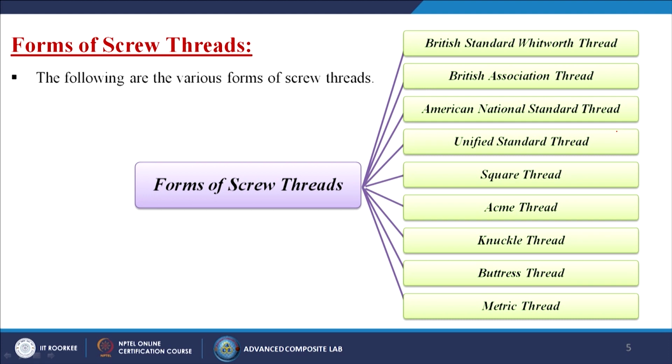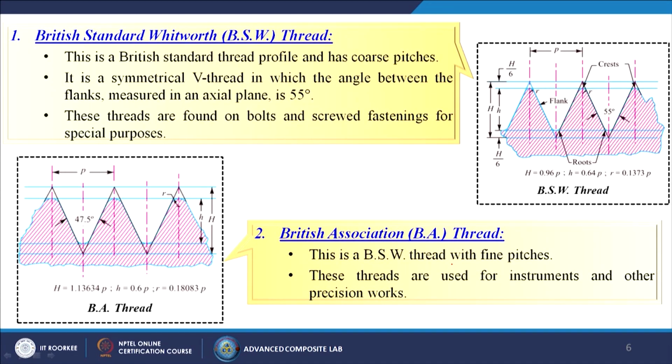So, now forms of screw threads. The following are the various forms of screw threads. What are those? First one is called the British Standard Whitworth thread, then British Association thread, then American National Standard thread, then Unified Standard thread, then square thread, acme thread, knuckle thread, buttress thread and the metric thread. Now, we will discuss one by one.